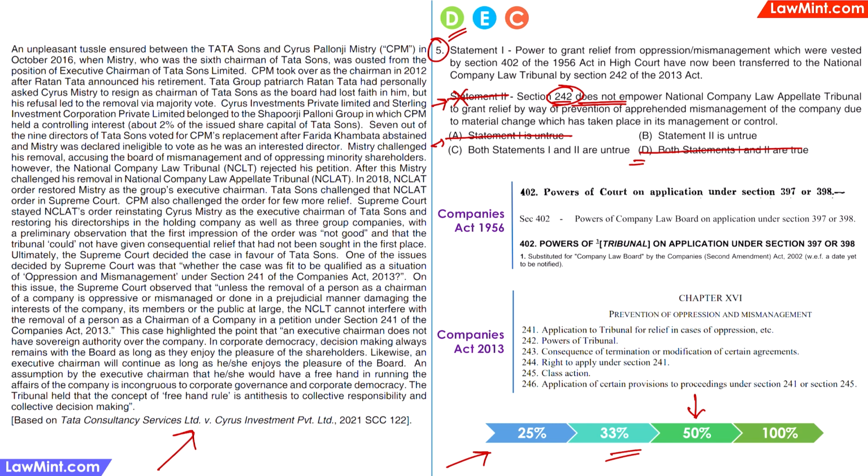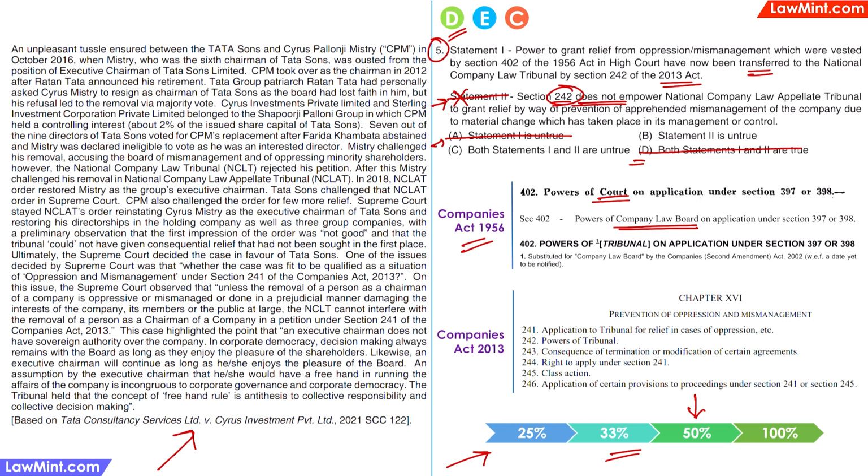Statement 1 says that the powers that were originally vested with the High Court under section 402 of the Companies Act of 1956 have been transferred to the NCLT by section 242 of the Companies Act of 2013. This is incorrect because when the original 1956 Act was passed, section 402 empowered the courts, which meant the district court or the High Court which had the jurisdiction. After 1991, when the Company Law Board was formed, then court was replaced with the Company Law Board.